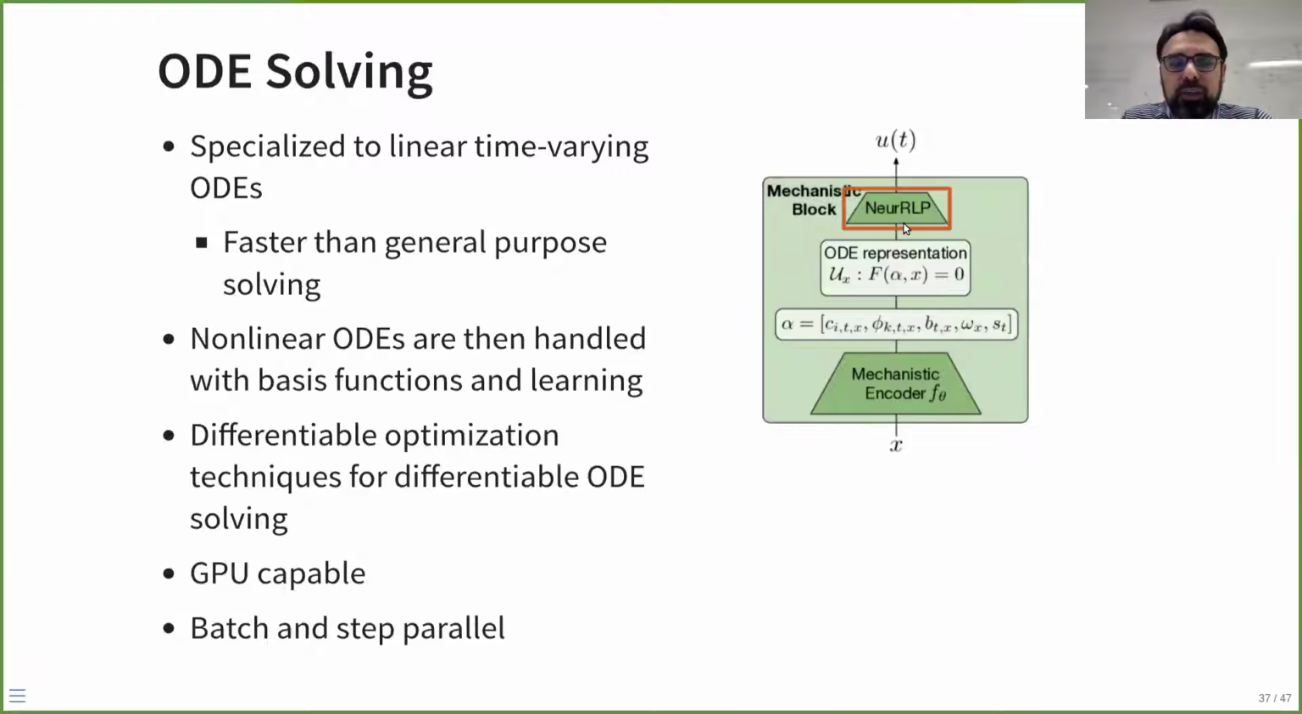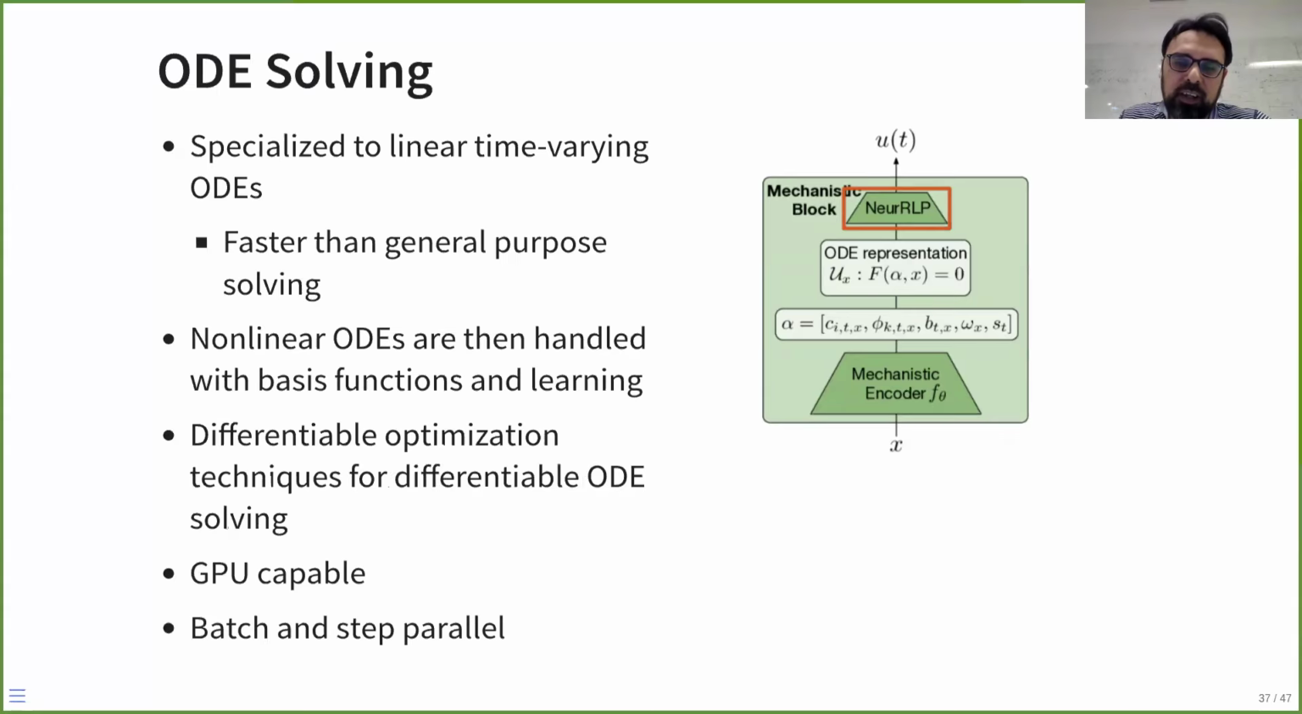And so it has to be GPU capable. It has to be batch parallel. So you have to be able to batch this, and you need to be able to solve different equations. What is, I guess, to our advantage is that we only have linear equations. So we don't have arbitrary differential equations, which means that we can use specialized methods for solving this.